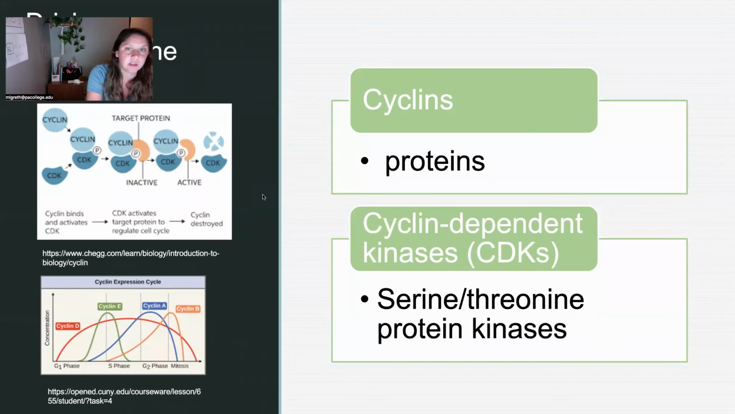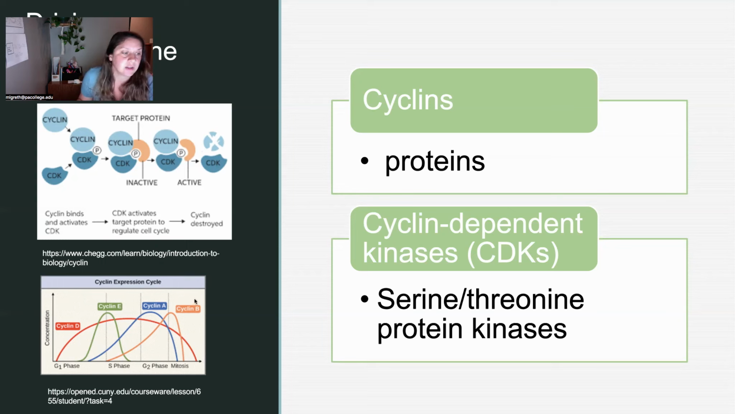All right, so what are these driving forces of the cell cycle? There are really two driving forces. One would be the cyclins, which are proteins, and one is the cyclin-dependent kinases, also known as CDKs. These are serine/threonine protein kinases. Over on the left, you see the cyclin and the CDK combine, they get phosphorylated, and then they bind to their target protein, which activates them. After the activation and their use, the cyclin is then destroyed, which makes the complex inactive.